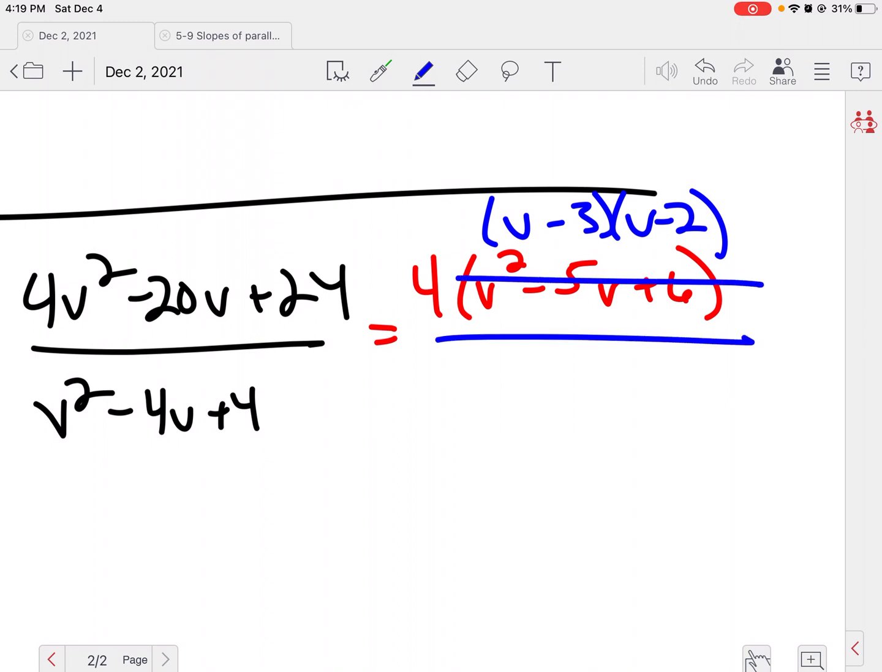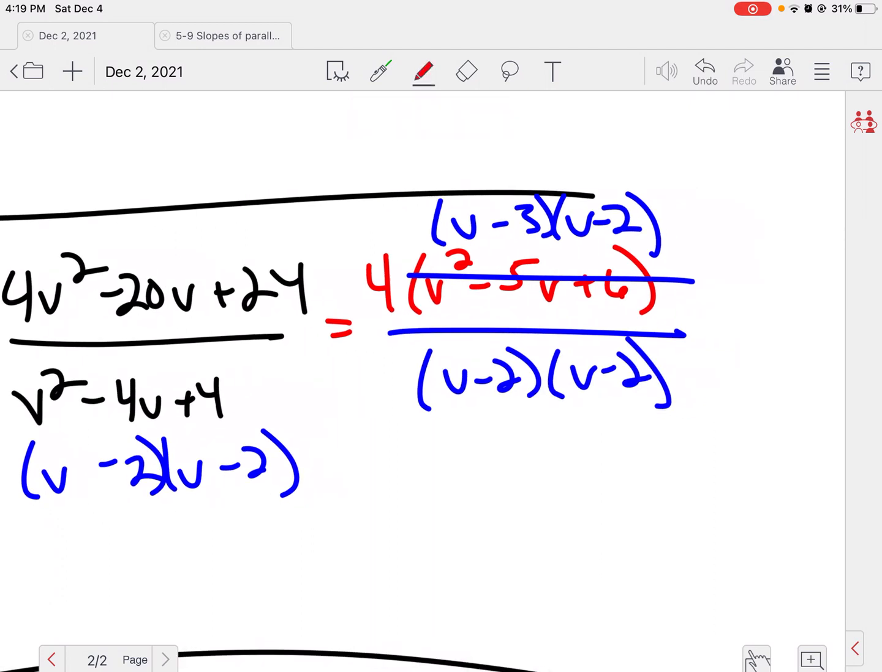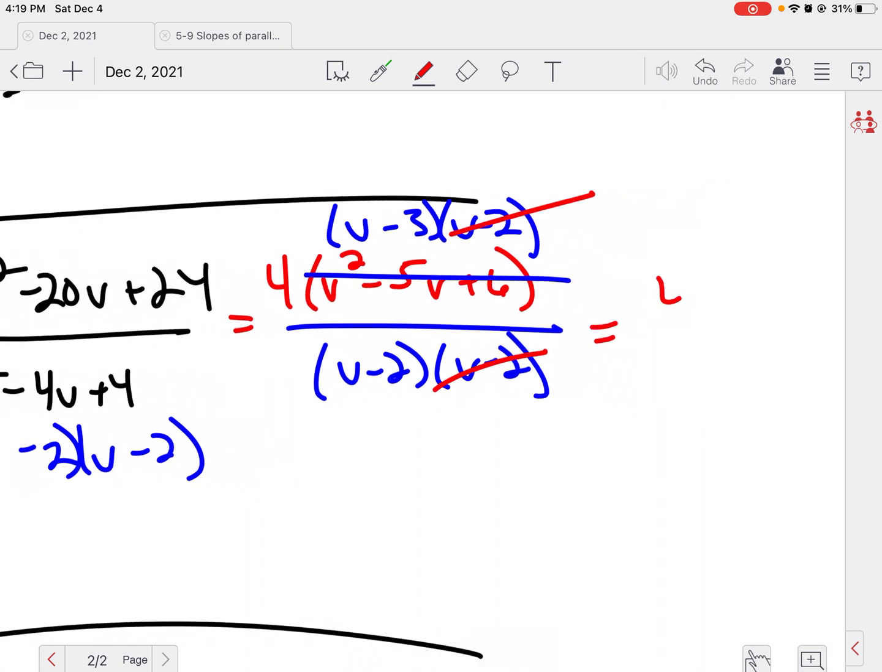Then I'm also going to factor this denominator. So this would be v and v. To get 4 would be 2 and 2, negatives. So I'd have v minus 2 times v minus 2. And then you look top to bottom to see if anything cancels out. Well, this is a v minus 2 and this is a v minus 2, so I can cancel it out. Nothing else reduces, so I'm left with 4 times v minus 3 over v minus 2.